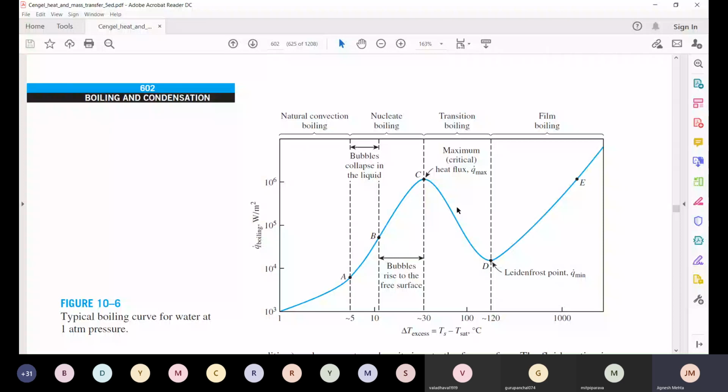So you reach the point of the minimum heat flux, which is the Leidenfrost point, and after that the radiation starts contributing to the increase in the further heat flux. So because of that you are able to go on increasing this.